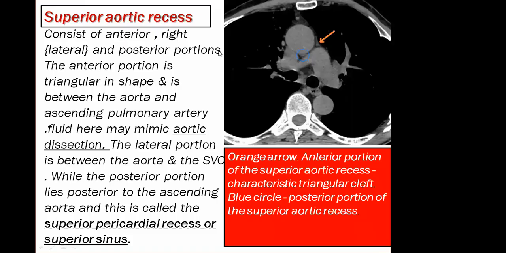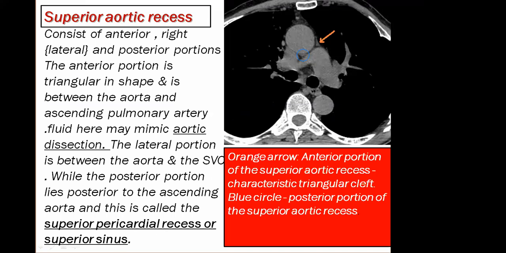Superior aortic recess consists of anterior, right lateral, and posterior portions. The anterior portion is triangular in shape and is between the aorta and the ascending pulmonary artery. Fluid here may mimic aortic dissection. The lateral portion is between the aorta and the superior vena cava, while the posterior portion is posterior to the ascending aorta. And this is called the superior pericardial recess or the superior sinus.